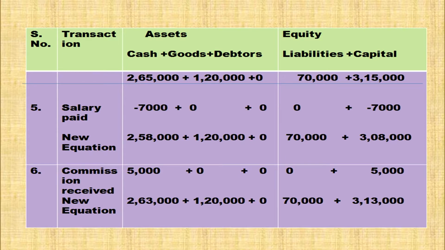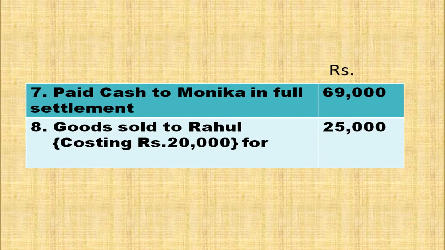Then you will get the new accounting equation as cash worth rupees 2,63,000 plus goods worth rupees 1,20,000. That is a total of 3,83,000 on the asset side, and liabilities plus capital also 3,83,000: 70,000 liability and 3,13,000 capital. Another transaction, paid cash to Monica in full settlement 69,000. Actually, we have purchased from Monica for rupees 70,000 and we are settling this transaction by giving only rupees 69,000.